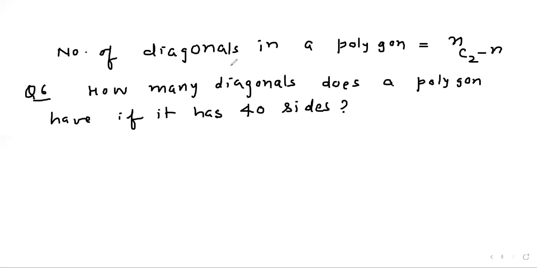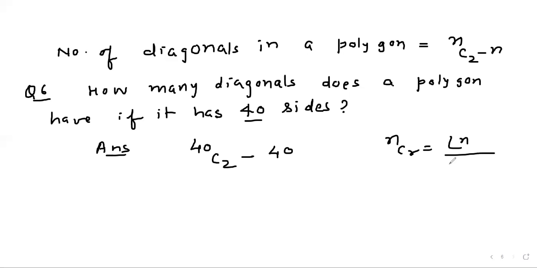So the rule is very simple. Number of diagonals in a polygon is given by nC2 minus n. So answer will be nC2 minus n. Here n is 40, so 40C2 minus 40. This can be evaluated. Formula is nCr, as you know, factorial n divided by factorial r times factorial n minus r.